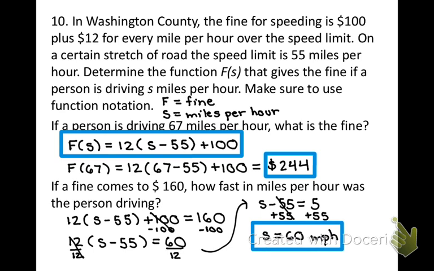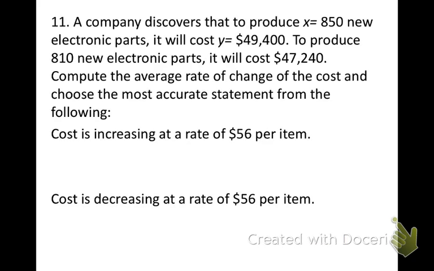All right, last one, number 11. Number 11 says that a company discovers that to produce X equals 850 new electronic parts, it will cost Y equals $49,400. To produce 810 new electronic parts, it will cost $47,240. Compute the average rate of change of the cost and choose the most accurate statement from the following.